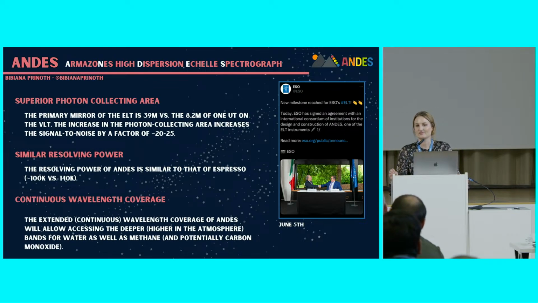We have a really superior collecting power given the size of this mirror. I quickly did the back of the envelope, like this division of sizes, and you get a sort of a boost of 20 to 25 in signal to noise due to the massive mirror. Just let that sink in for a moment. We have a similar resolving power with ANDES, but what I think is very important is that in comparison to other infrared spectrographs, like for example CRIRES+ on the VLT, we will have this continuous wavelength range. So we don't have to choose which band we're going to observe. And hopefully, I don't know how exactly, so maybe I want to talk to Katja about this at some point, we get the K band as well. So maybe there's some carbon monoxide challenges in there as well.